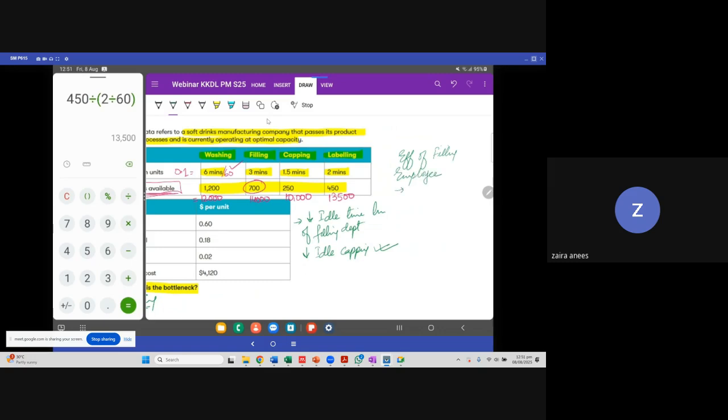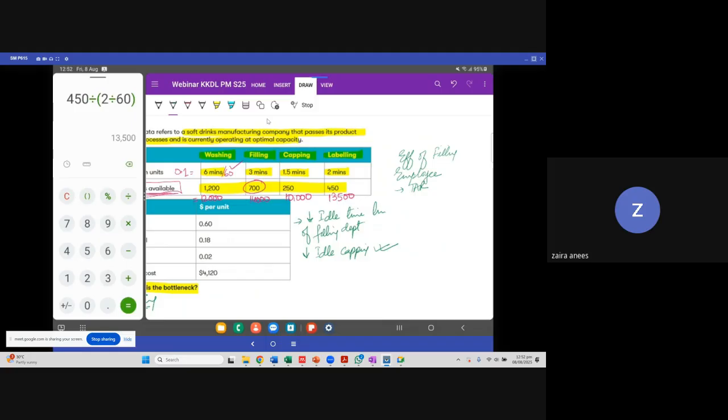do you think it will improve throughput accounting ratio? No, because throughput accounting ratio is based on capping. Capping is the limiting factor. So if you improve the efficiency of filling department, employee of finishing department is now more efficient. It doesn't make any difference to throughput accounting ratio. It doesn't make any difference to the output.